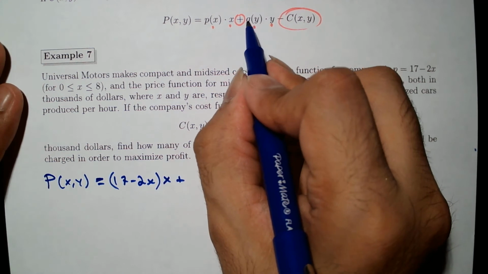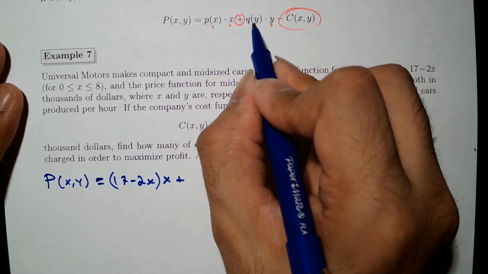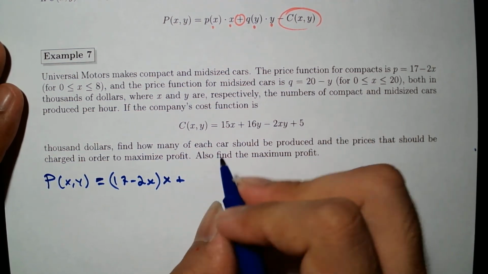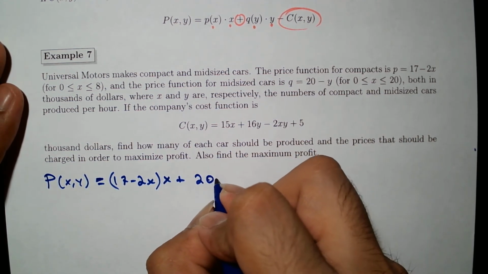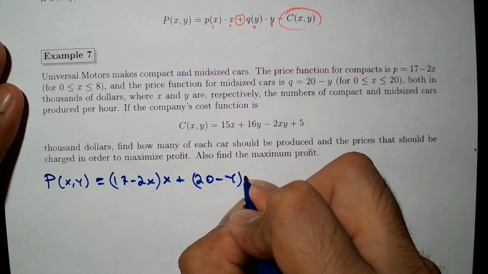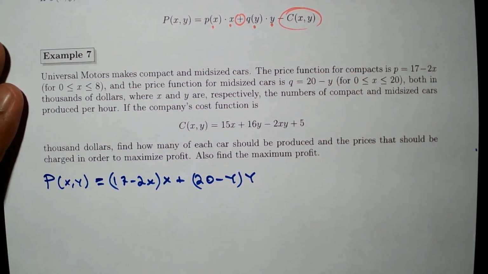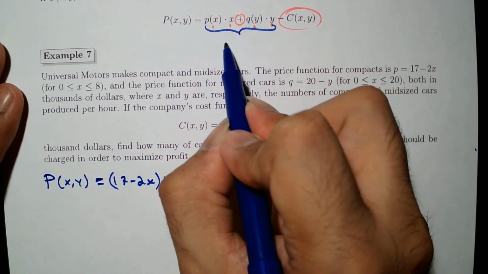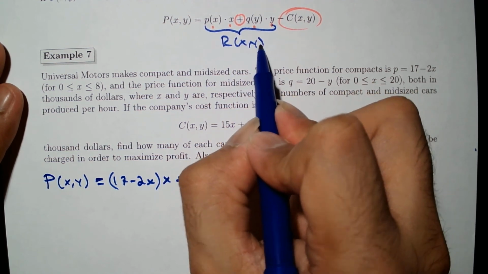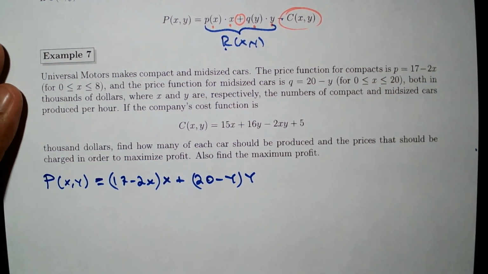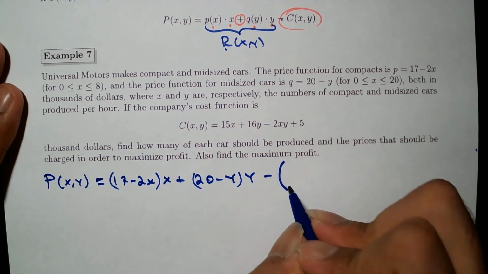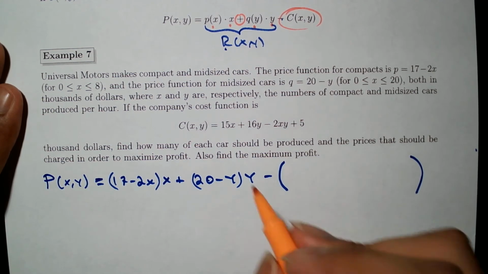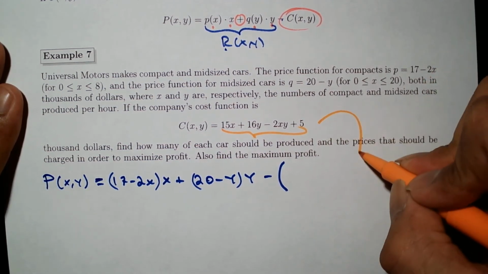plus the function q of y, which is the price of the other car, the mid-sized cars, which is 20 minus y times y. So that's the revenue part. This whole thing is R of x, y, the revenue, and then we're going to subtract the cost function. But be careful here when subtracting the cost function. This whole thing goes here.